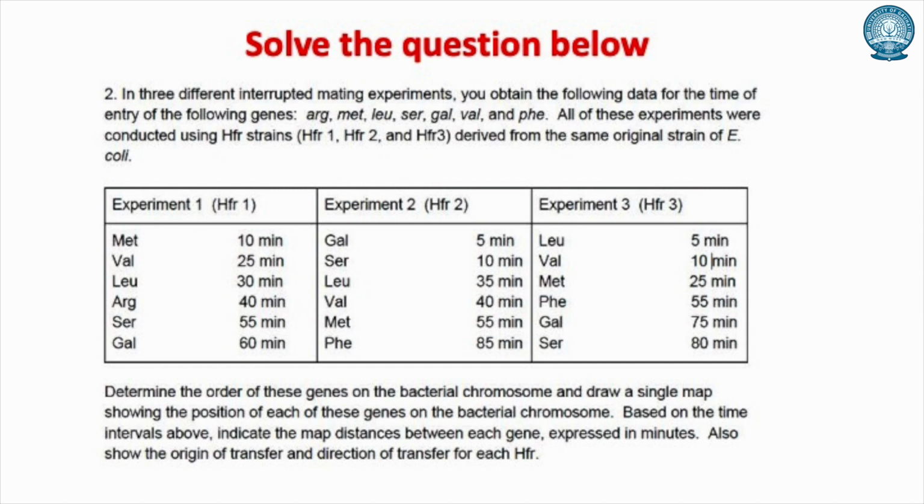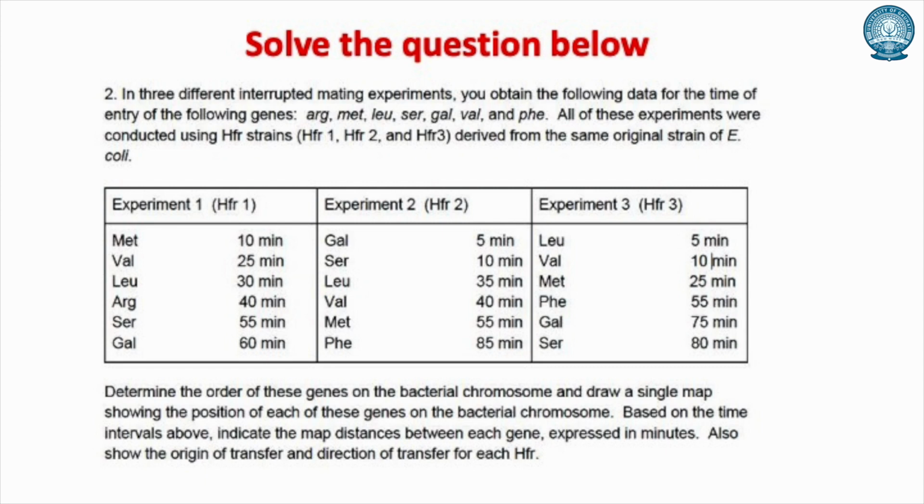So you can see the table, the Hfr1, experiment 1, so it has Met in 10 minutes, Val 25 minutes, Leucine 30 minutes, Arg 40 minutes. So like this you have time of entry of these genes. So the question here is, you have to determine the order of these genes in the bacterial chromosome and draw a single map showing the position of each of these genes on the bacterial chromosome.